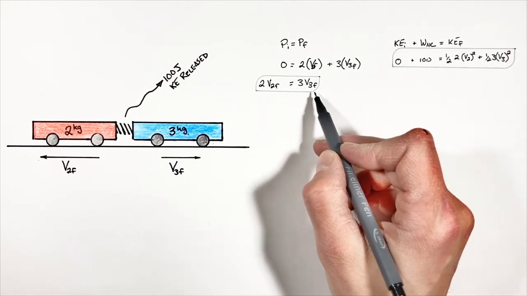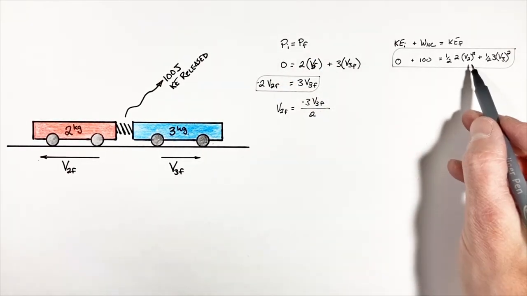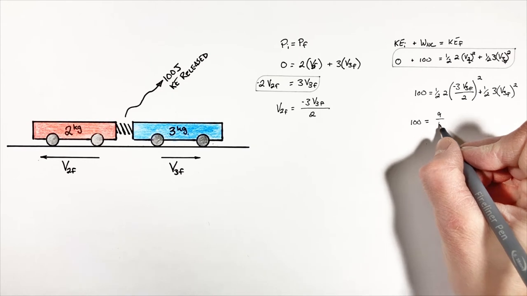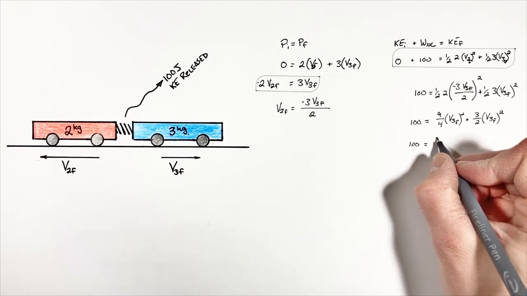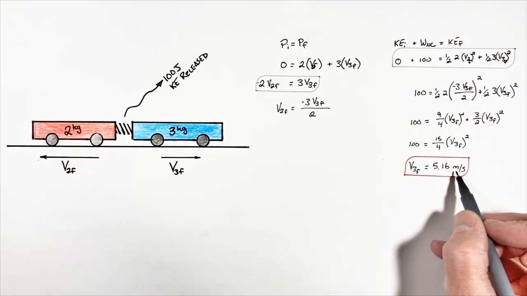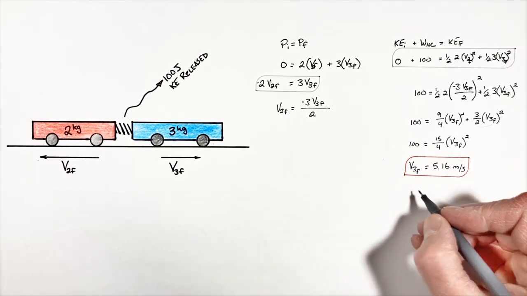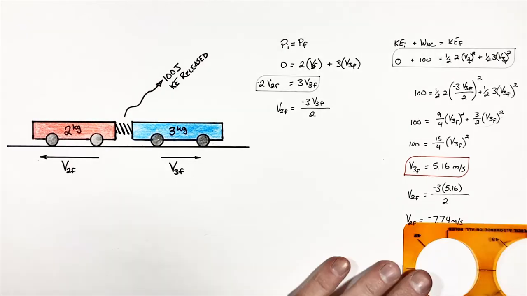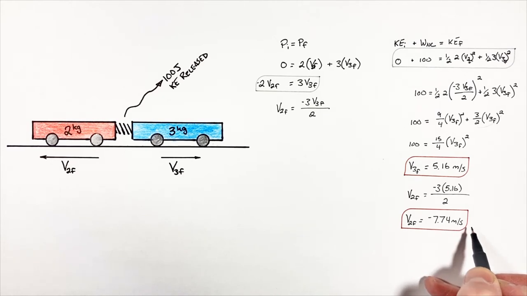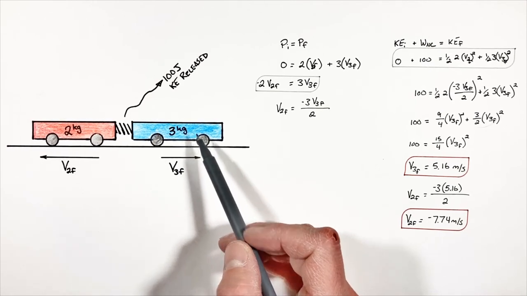So rearranging this equation for one of these values, and subbing that value in over here, we find the final velocity of V3 is 5.16 meters per second. So taking this value now and subbing it in up here, we can solve for V2 final. And we find the final velocity of cart 2 is -7.74 meters per second. The negative simply means the cart is moving in the opposite direction of this 3 kilogram cart.